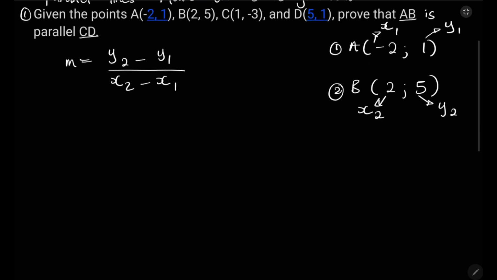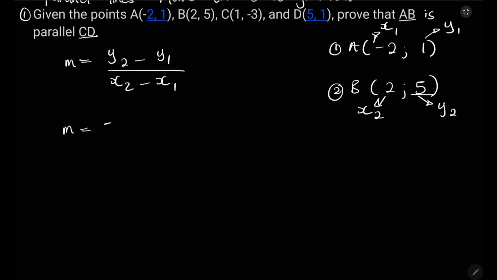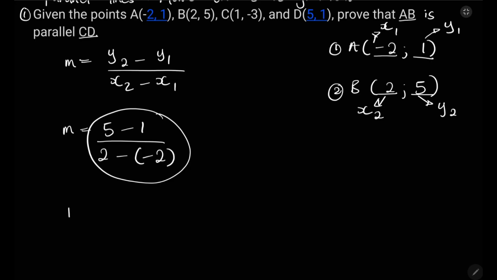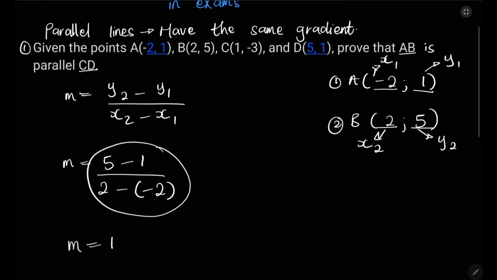Now let's substitute. We have m is equal to y2. Where's y2? There it is, it's 5. 5 minus y1, which is 1, all over x2. Where's x2? There it is, it's 2 minus x1, which is -2. So you have to put this in a bracket, -2. So when you punch this in your calculator, you'll get an answer of 1. So the gradient of AB is equal to 1.